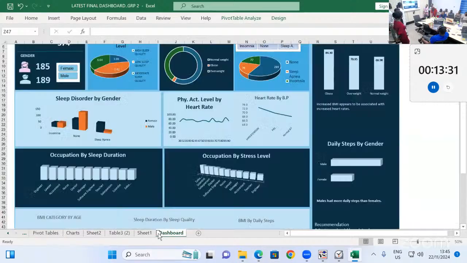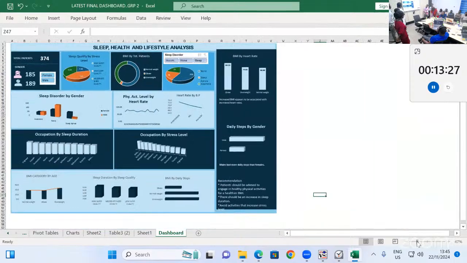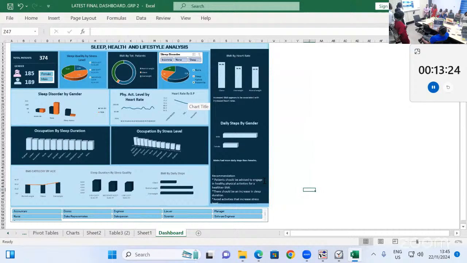Okay, let me understand this. As you can see on the dashboard, we have a total of 374 patients that we analyzed. And from that demographic, we have 185 of them being female and 189 being male.